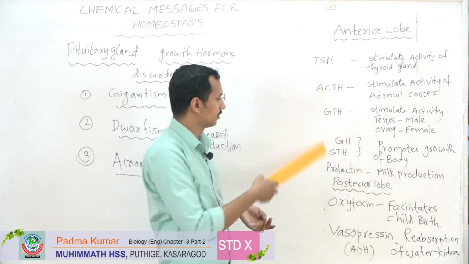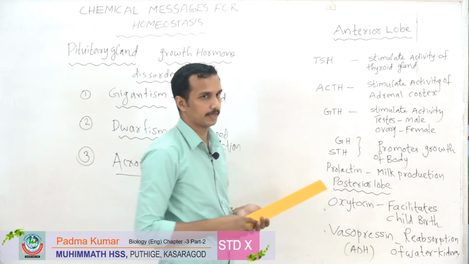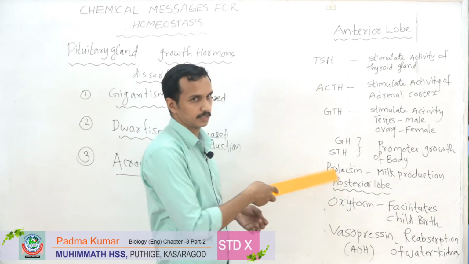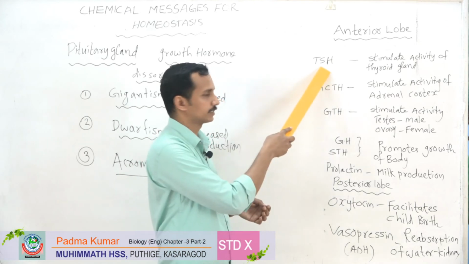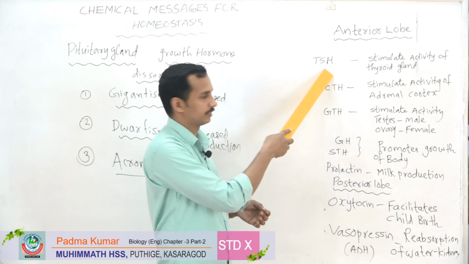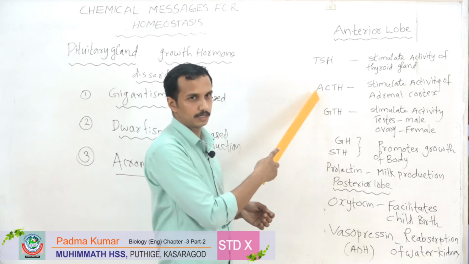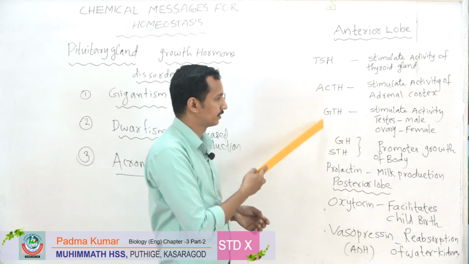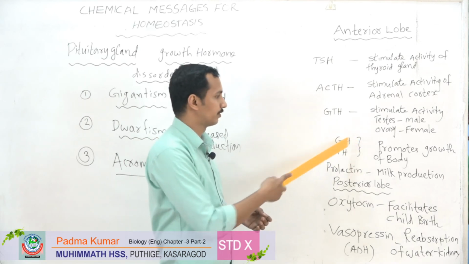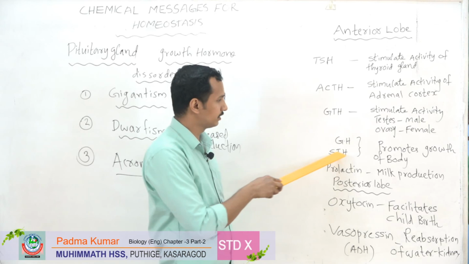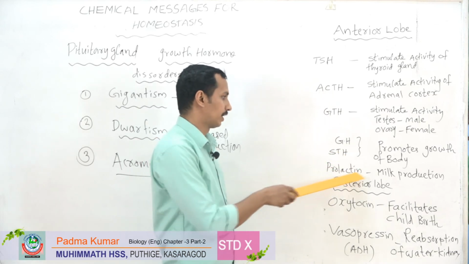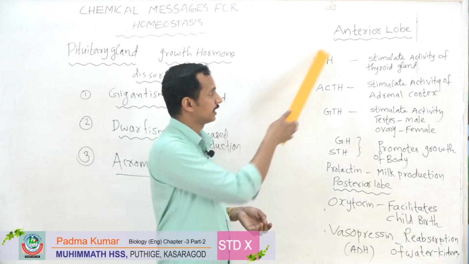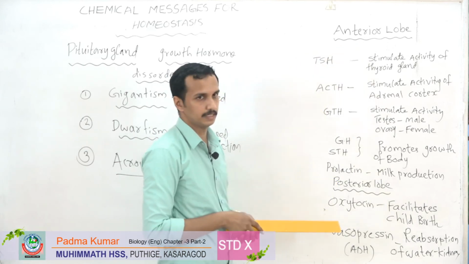So there are some hormones secreted at the anterior lobe. How many hormones are there? There are 6 types of hormones. What are they? TSH, thyroid stimulating hormone. Second, adrenocorticotrophic hormone. Then gonadotrophic hormone. Then growth hormone. Then somatotrophic hormone. And the last one is called prolactin. So these are the hormones secreted at the anterior lobe.